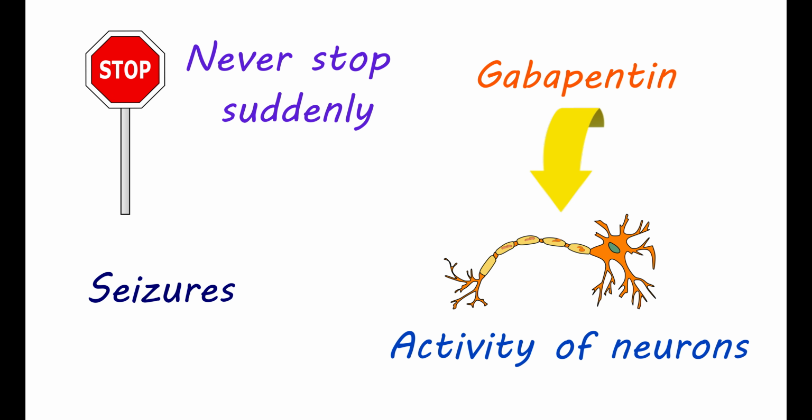Never stop this medication suddenly, especially when it is used to prevent seizures. Gabapentin inhibits the activity of neurons and reduces their excitation. When you suddenly stop taking this medication, it can eliminate this inhibition. This triggers a sudden surge of excitation in neurons that may lead to the precipitation of convulsions. Therefore, you shouldn't stop this medication suddenly.